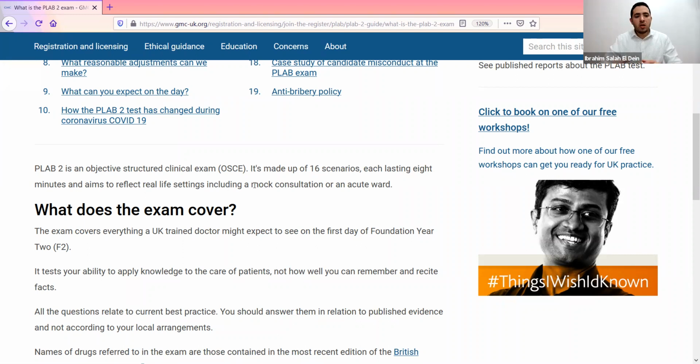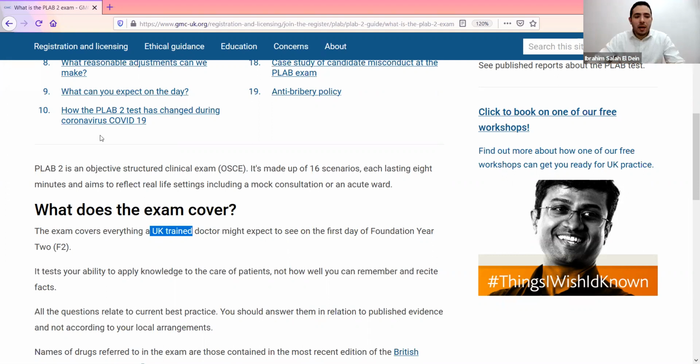Okay, so what does this exam cover? The exam covers everything a UK trained doctor might expect to see, so all the information a UK trained doctor must know on the first day of foundation year 2. So in all stations, you will be an FY2 doctor. In all stations, you will be an FY2 doctor, okay? So it is fixed in all stations.